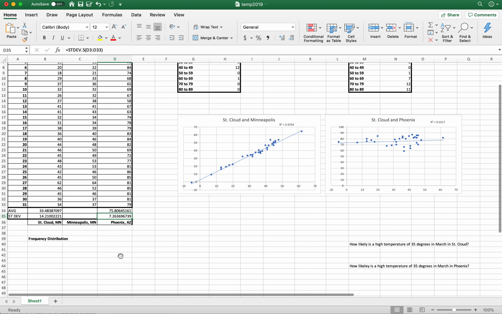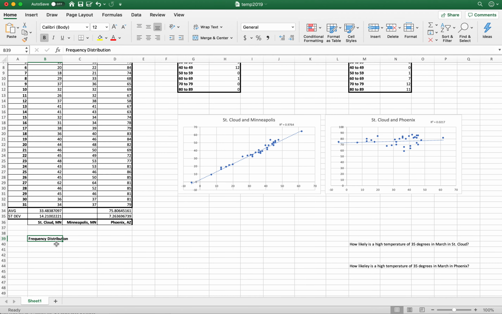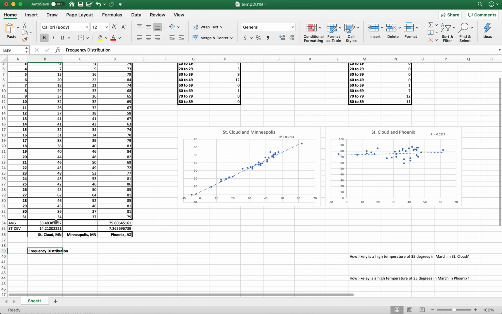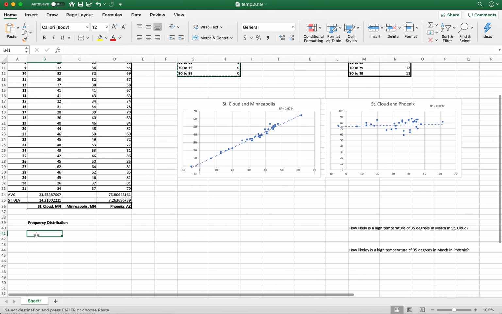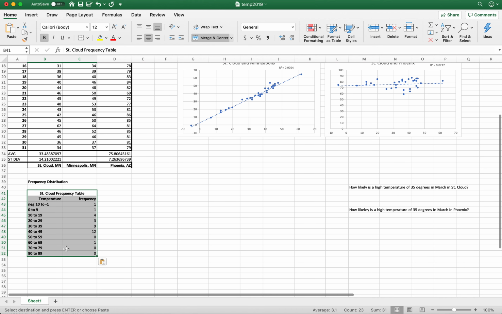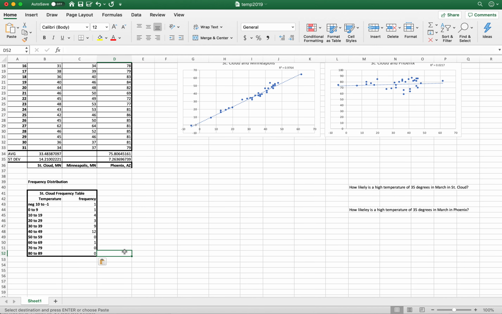All right, next, I want to make a frequency distribution, and I'm going to do a frequency distribution for St. Cloud. I'm going to take this table that I have up here, and I'll copy it and move it down below. And then I need to make a couple of changes. To do a frequency distribution, I need to just have a single number here instead of a range so that I can graph it using an XY scatter plot.